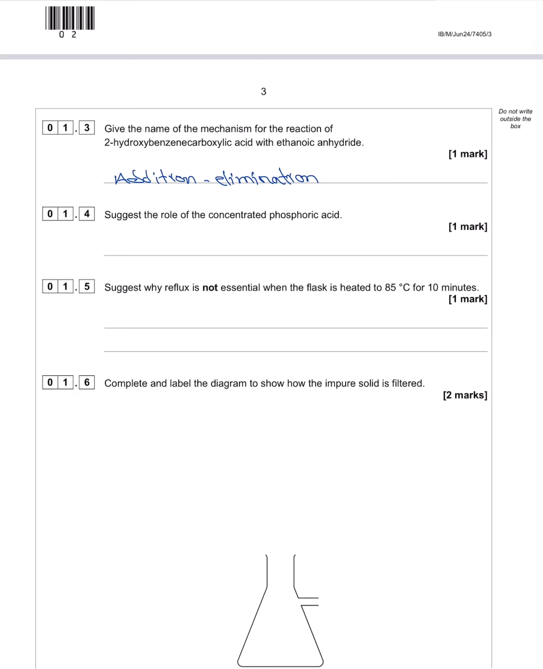When we do this reaction, we use phosphoric acid. Phosphoric acid acts as a catalyst. So they ask you to suggest the role of the concentrated phosphoric acid. It's just a catalyst.